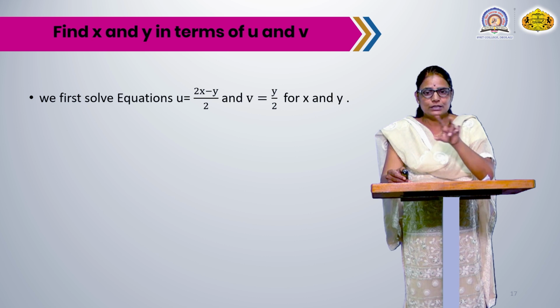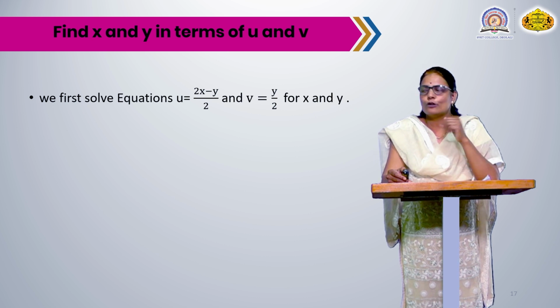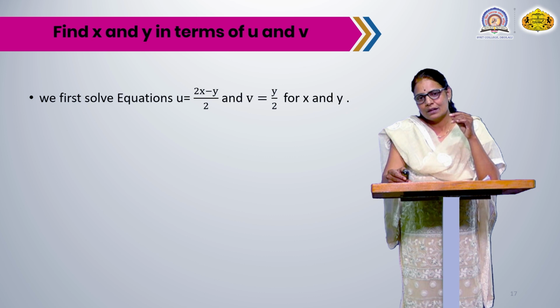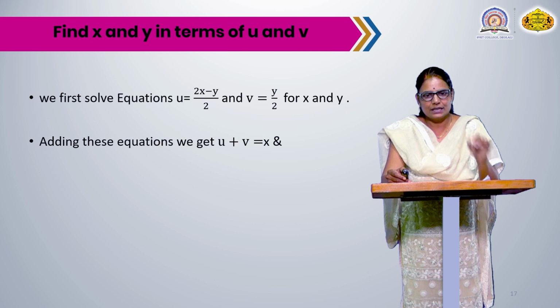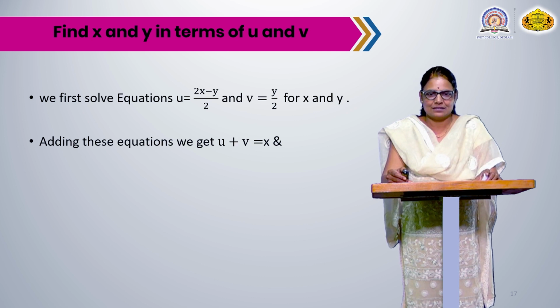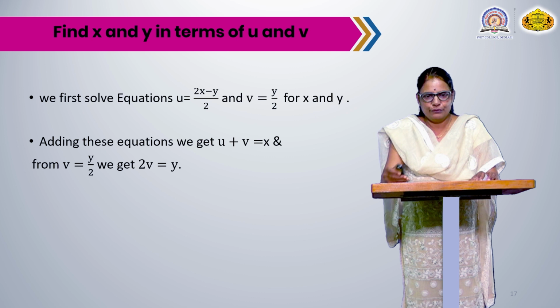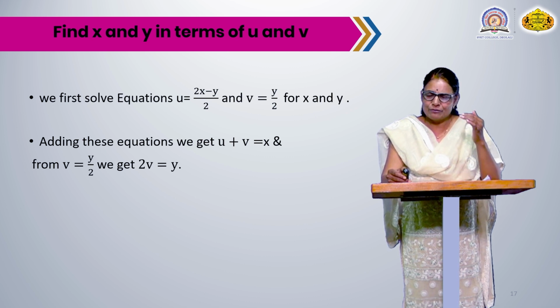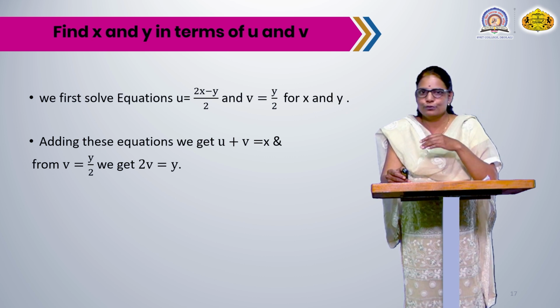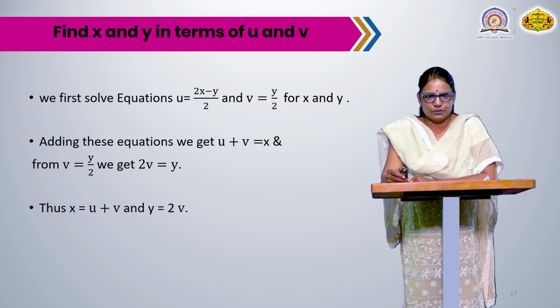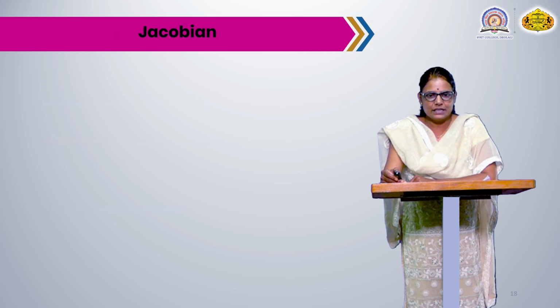Observe both the equations carefully. Just adding them, y by 2 gets cancelled. Adding these two equations we get u plus v equals x. And from the second equation we directly get the value of y as twice v. To find the Jacobian, either we can find it directly or express x and y in terms of u and v. So these are the equations of x and y in terms of u and v.